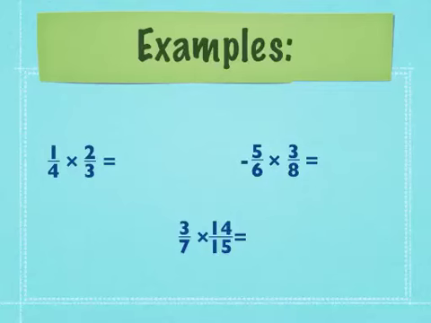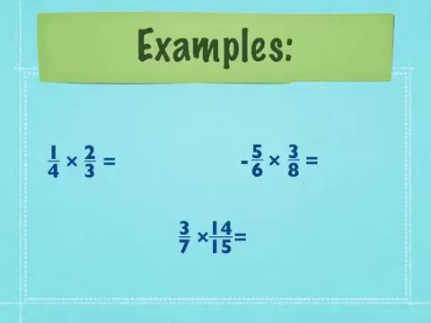We can do something called cross-canceling. When you cross-cancel, you're going to look at the numerator of one fraction and the denominator of the other. So there are two different chances that you have to cross-cancel.